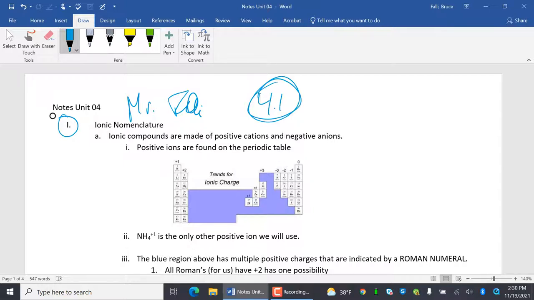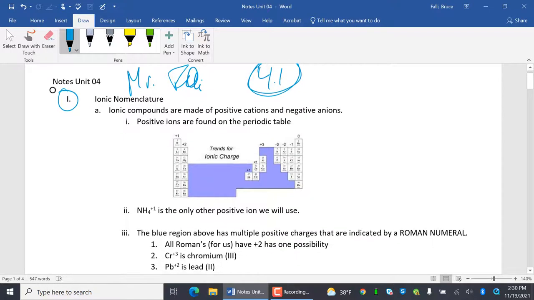Okay, ionic compounds are made of positive cations and negative anions. So how do we know this? Well, imagine you got yourself a cat here, right? See the cat? Little whiskers? Well, cats have paws. So cations are positive.